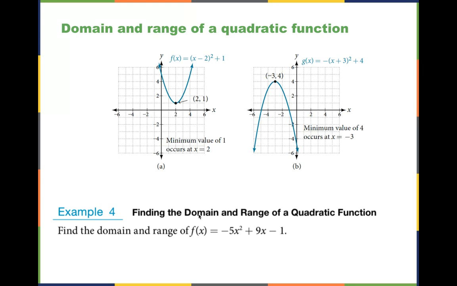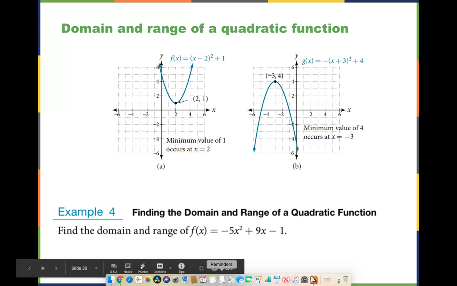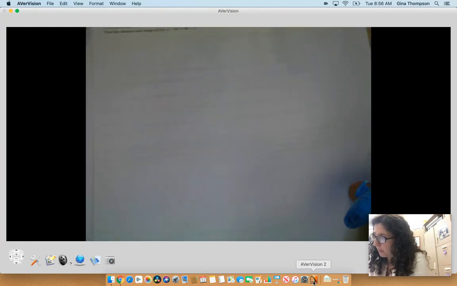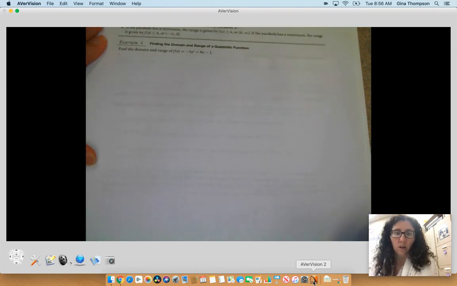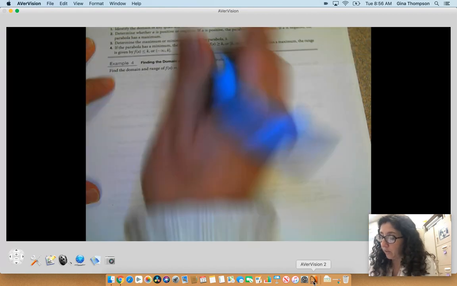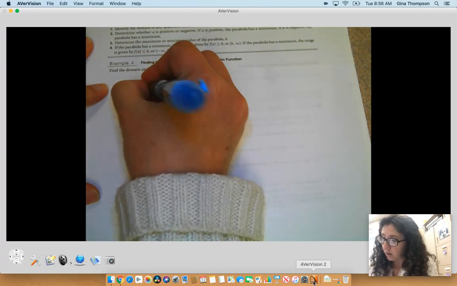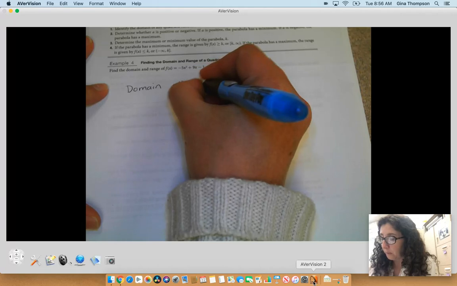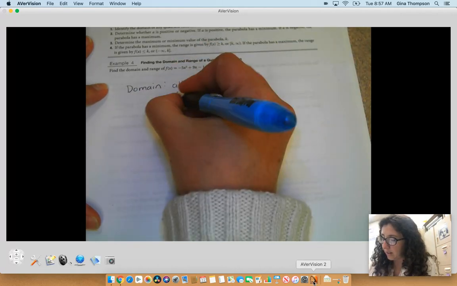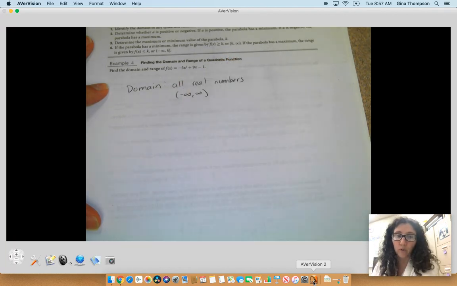All right, so let's try this one. Example 4. Let's go over to the .cam and find example 4. Find the domain and range of this function. Well, the domain, we know, if it's a quadratic, the domain we can say is all real numbers. We could also write that as negative infinity to infinity. Either of those would be right.